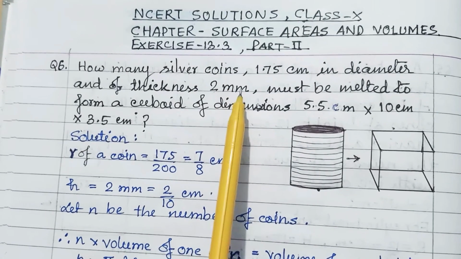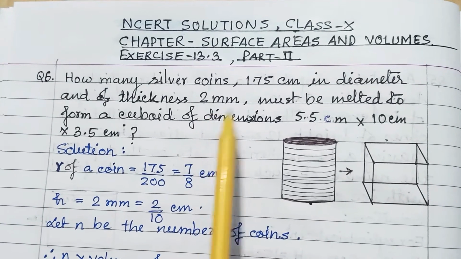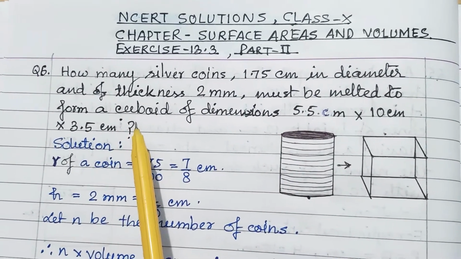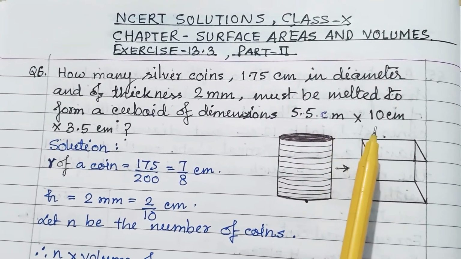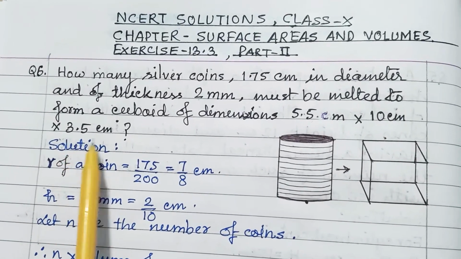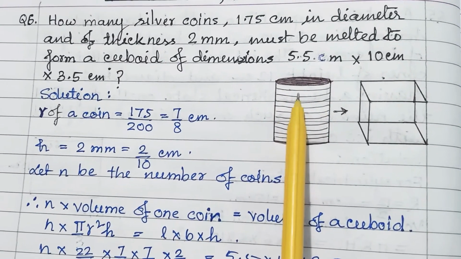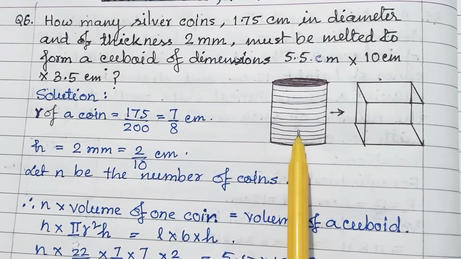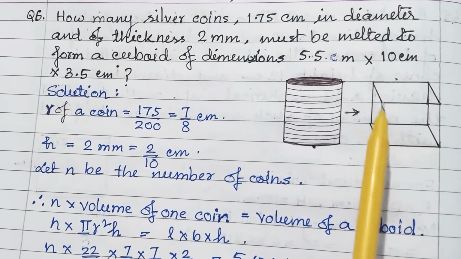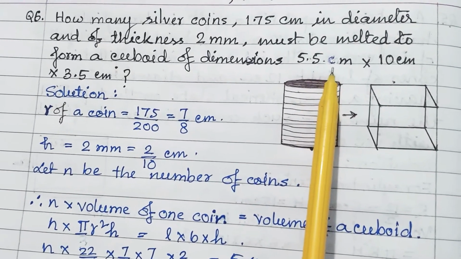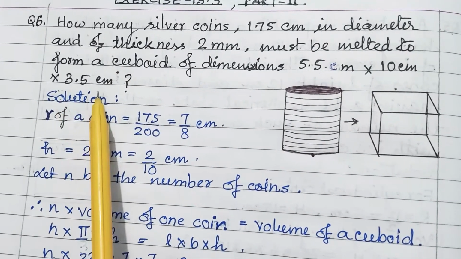How many silver coins, 1.75 centimeter in diameter and of thickness 2 millimeter, must be melted to form a cuboid of dimensions 5.5 centimeter by 10 centimeter by 3.5 centimeter? So these are the silver coins. A number of silver coins will be melted and recast into a cuboidal shape whose dimensions are 5.5 centimeter into 10 centimeter into 3.5 centimeter.